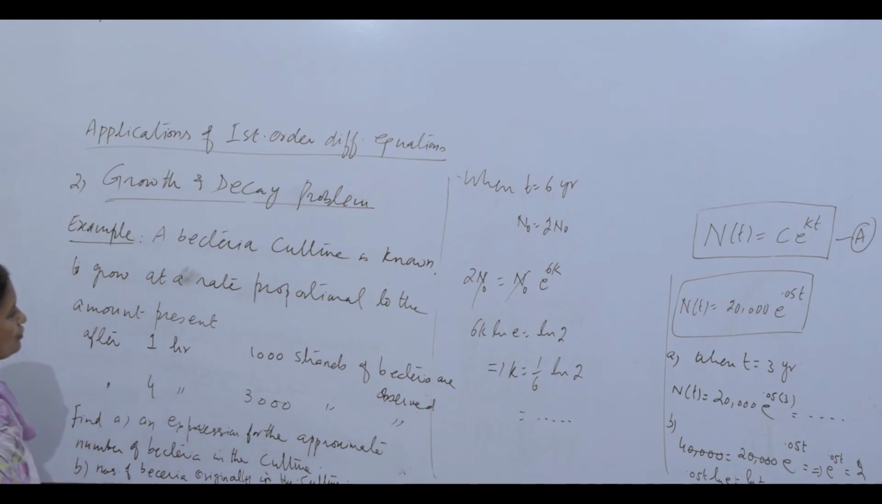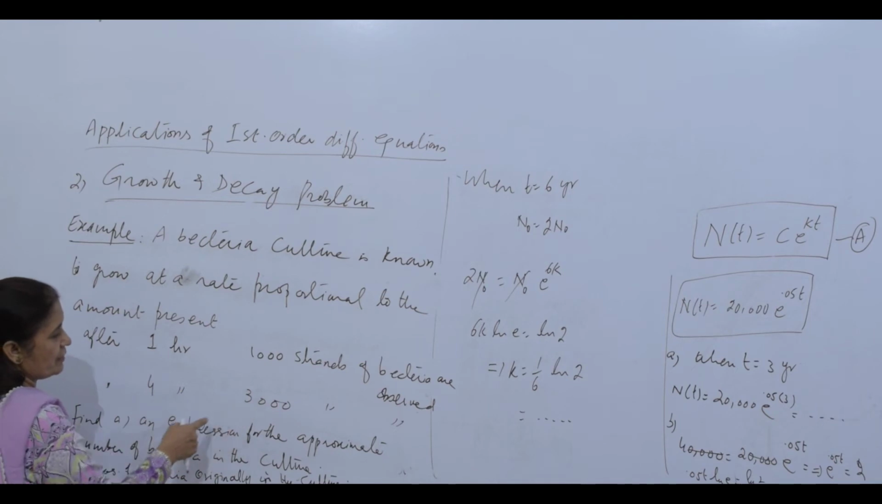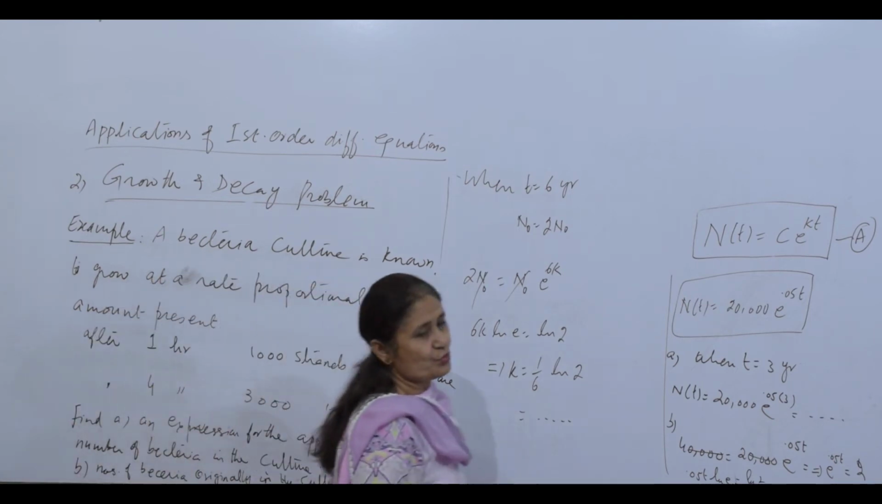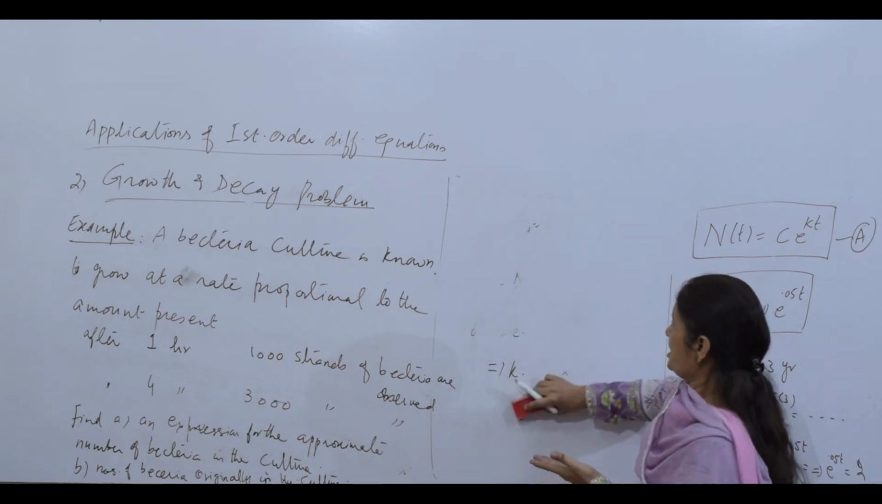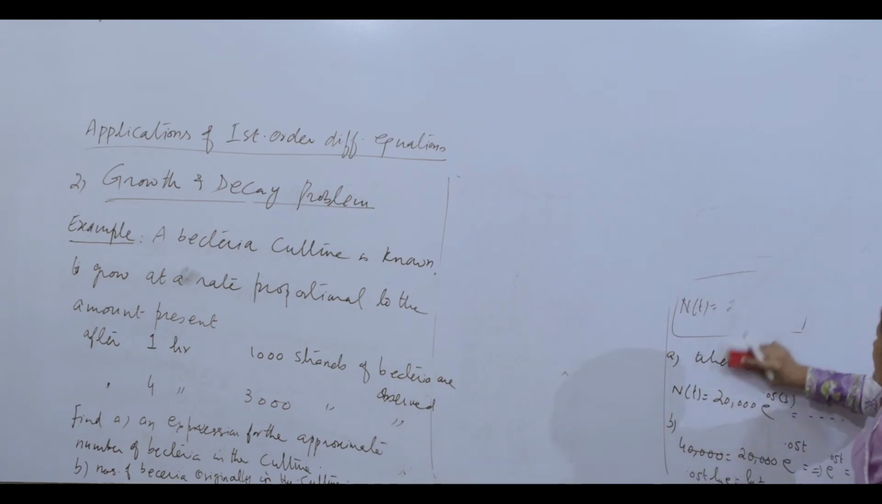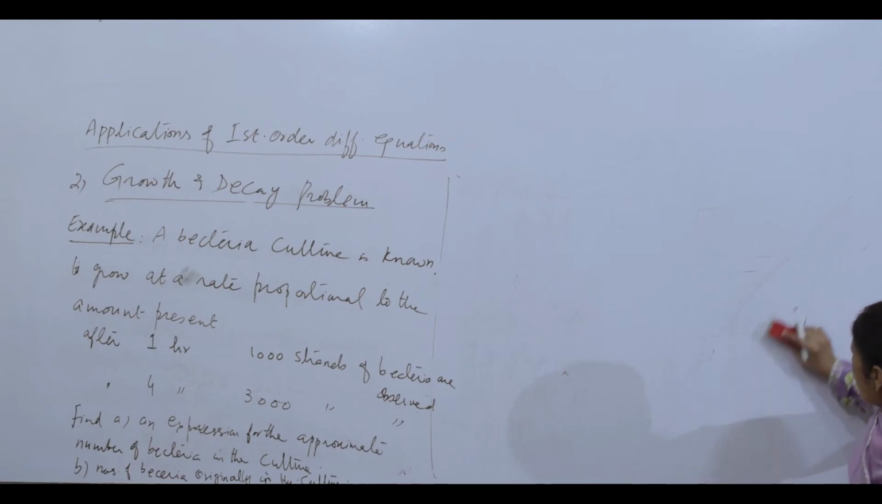So you do not have an original amount. What is given? After 1 hour it is observed there are 1000 strands, and after 4 hours there are 3000 strands. It means the bacteria are growing. So what is the number of bacteria originally? Were they 500, 600, 700? So you have to find that, an expression.